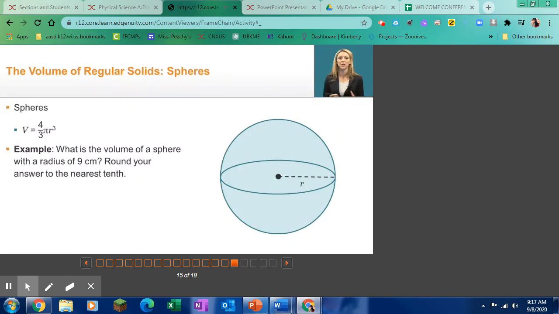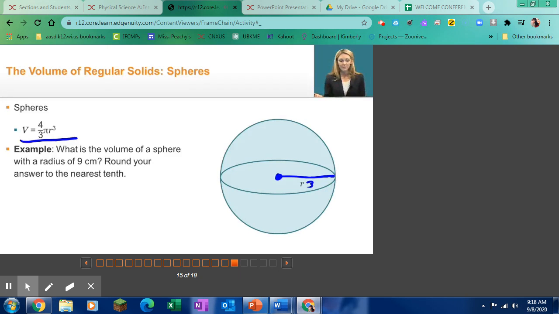Here you see a picture of a sphere, like a basketball or a globe. This is the last of the regular solid objects that we'll be finding the volume for. The sphere volume is found with this formula. Volume equals 4 divided by 3 times pi times radius cubed this time. So here's our radius from the center out. And remember, we're going to want to cube this, so put a little 3 to remember.